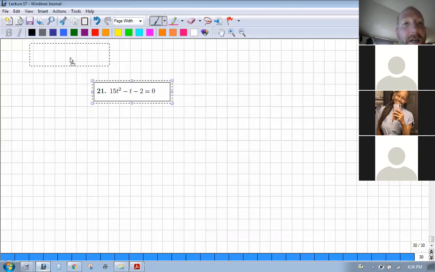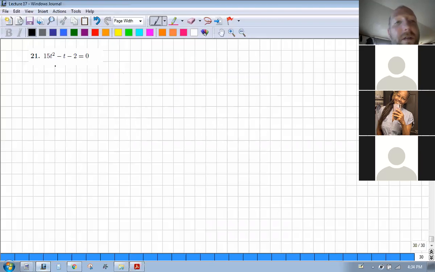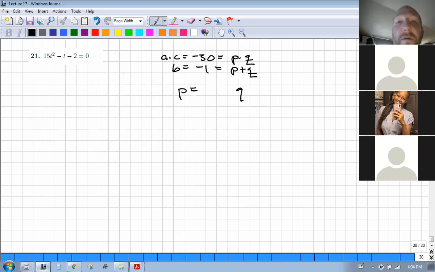They really want us to hammer this home. All right, this one, let's do our trick here because we can't simplify. We have negative 30 as our a times c. B is a negative 1. So I'm thinking 6 and 5. Those add to give us a negative 1, multiply to give us a negative 30.